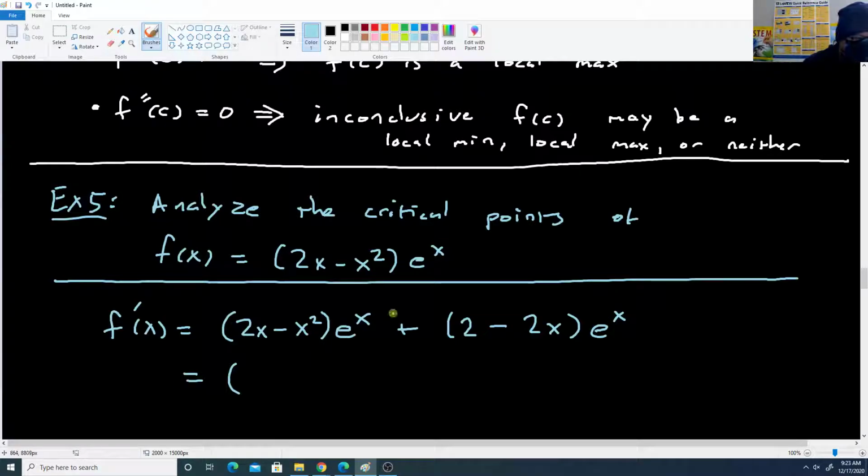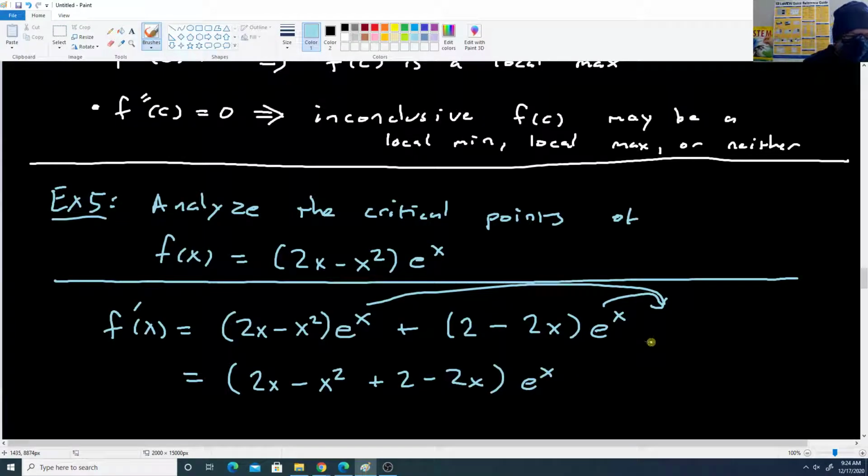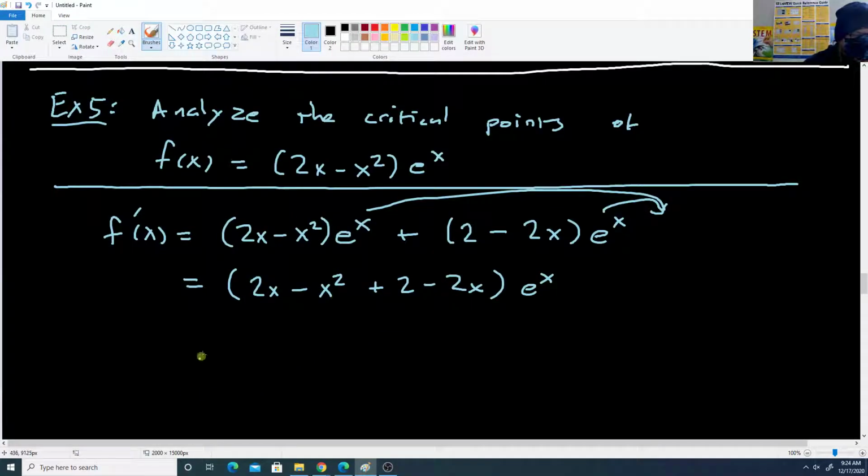I'm going to simplify this algebraically, so I'm going to factor these e to the x's out. I get 2x minus x squared plus 2 minus 2x, times e to the x. So basically we factor the e to the x out, and the rest of these combine together in a single line. Let's see, what does that tell me? 2x and negative 2x cancel, so I get basically 2 minus x squared times e to the x.